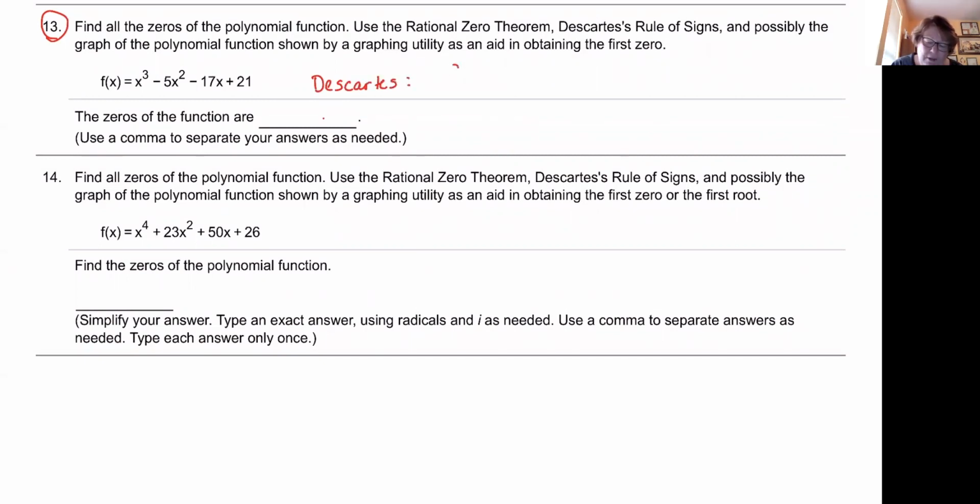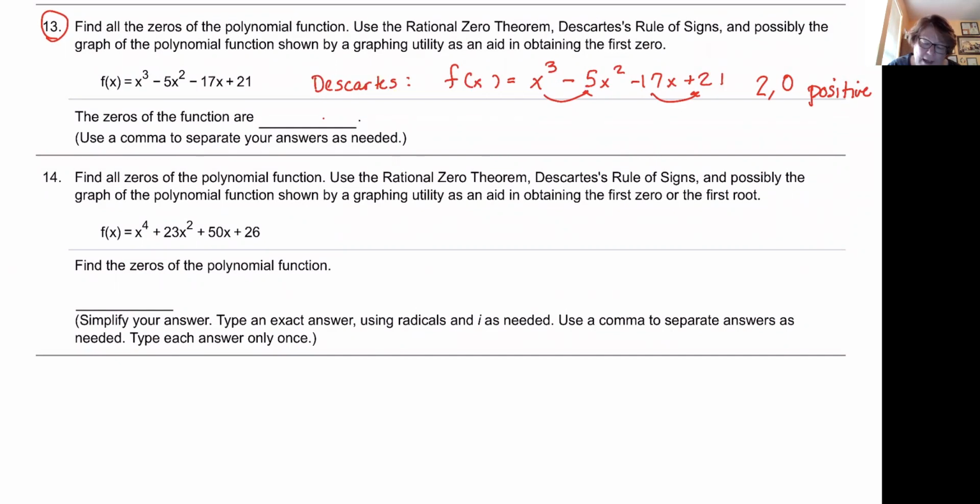If I look at this function, it looks to me like I have 2 sign changes. So I have 2 or that number less an even integer. So 2 minus 2 would be 0. 2 or 0 positive real zeros. So either 2 of them are positive or none of them are positive.